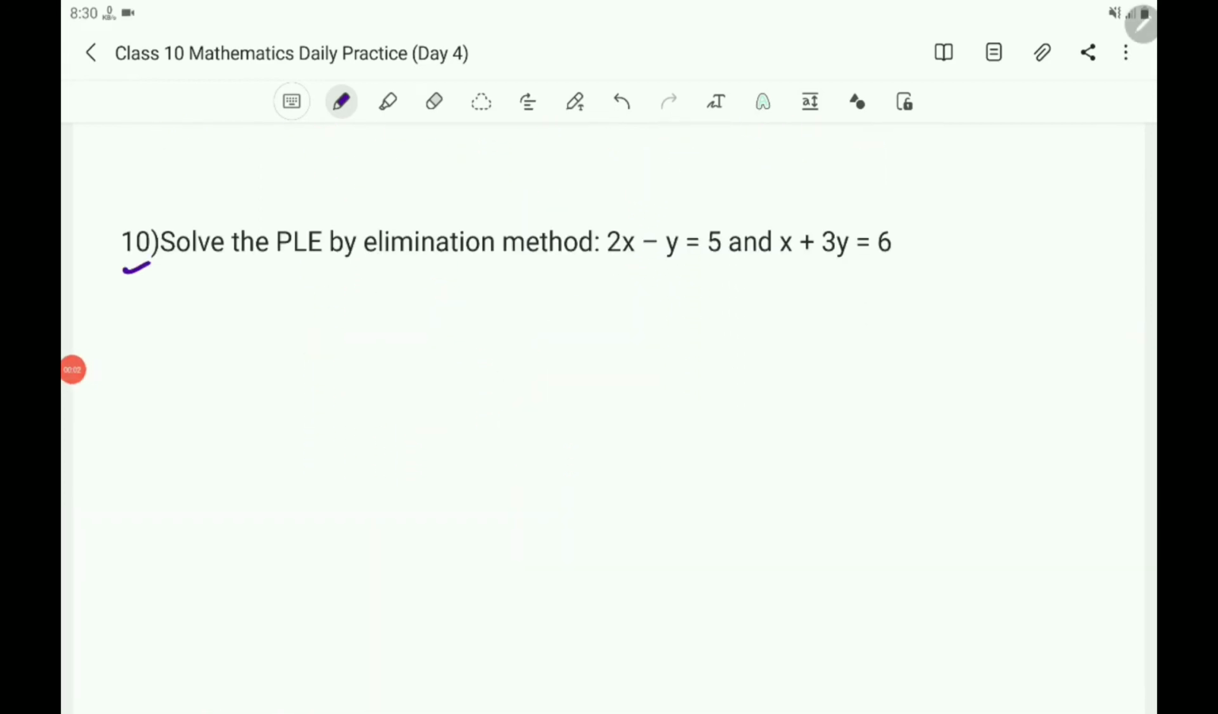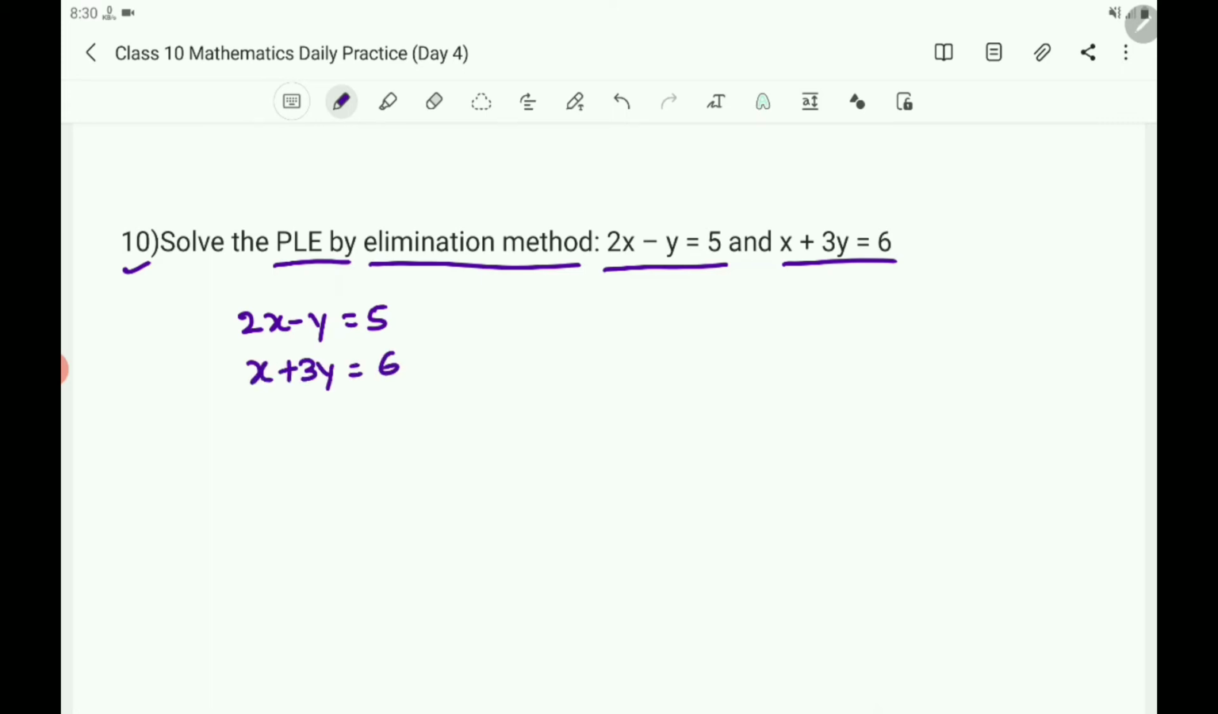Then the 10th question, solve the pair of linear equations by elimination method. The pair of linear equations is 2x minus y equals 5 and x plus 3y equals 6. So you write the equations 2x minus y equals 5 and x plus 3y equals 6. Here we have to solve this by elimination method. In the elimination method we have to eliminate any one of the variables, and verify the coefficient of the variable which can be eliminated easily.